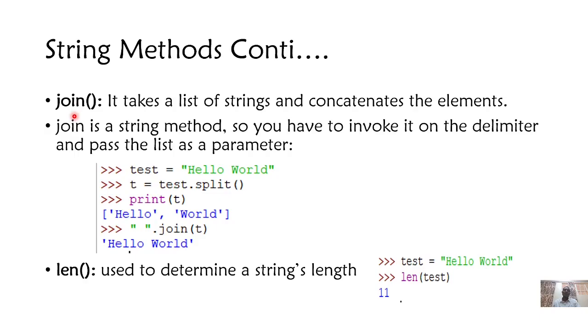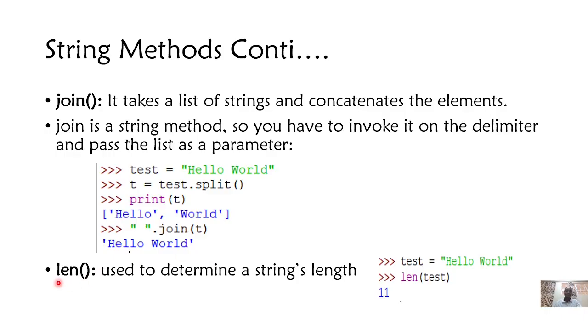We also have a join. The join could be used in joining the sentences which have been split. Like in this case, this one was split, but using the join, we say string.join t, this which has been split, then it is joined to become one sentence.